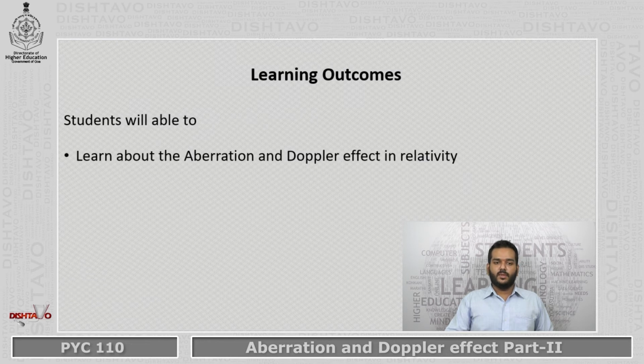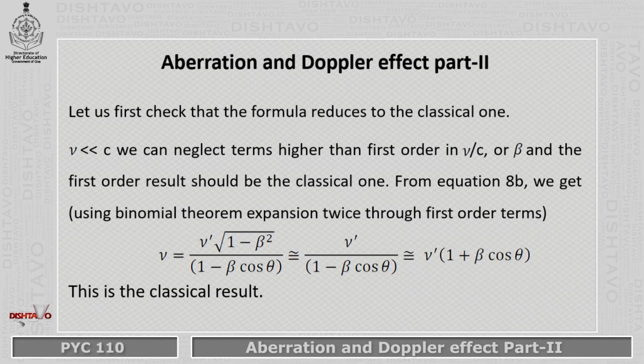Learning outcome: the student will be able to learn about the aberration and Doppler effect in relativity. In the last part we derived the two equations. Now we have to check that the formula reduces to the classical one. Here v is very much less than c, so we can neglect terms higher than the first order in v by c, or beta, and the first order result should be the classical one.